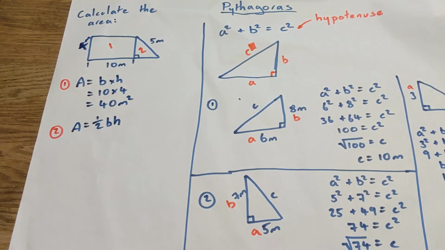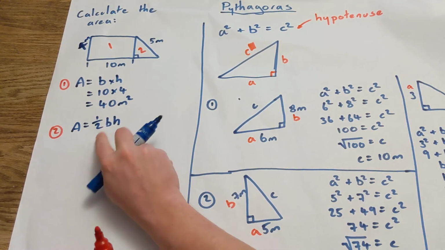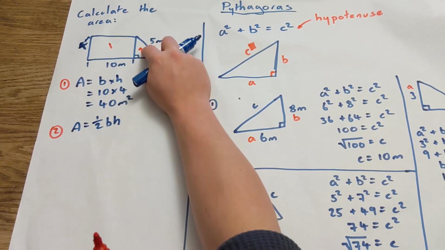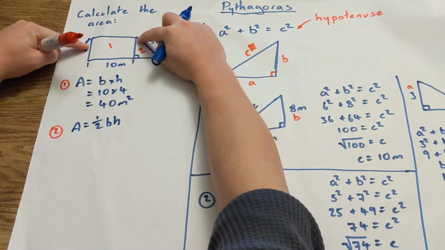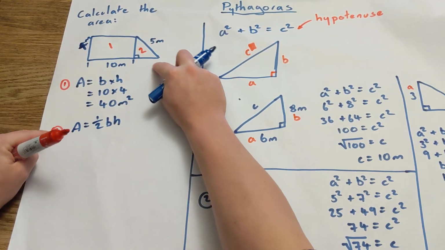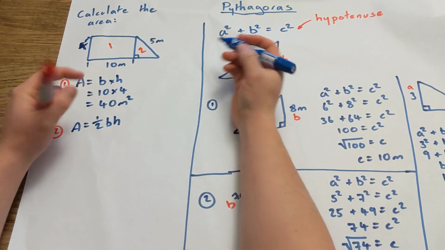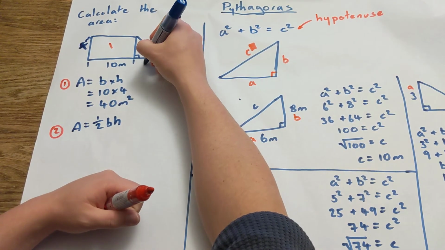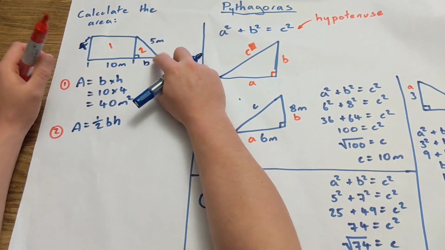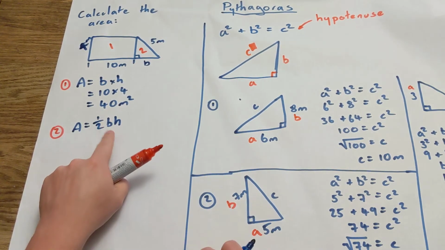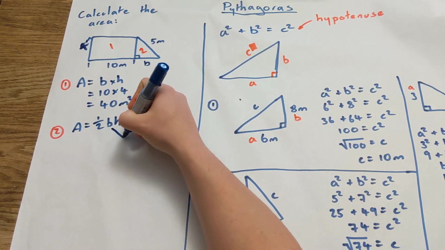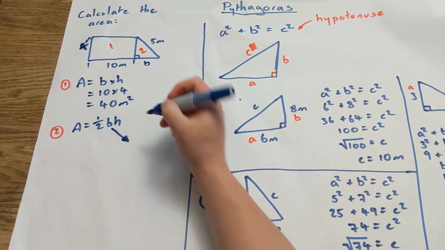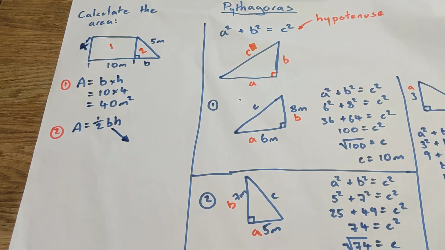Okay, so we know the height of the triangle is 4, because it's the same as this height here. We don't know the base of it, so I'm going to label this base here B, and we need to work that out before we can put it in here. So what I'm going to do is put an arrow off to the side where we work out what B is.